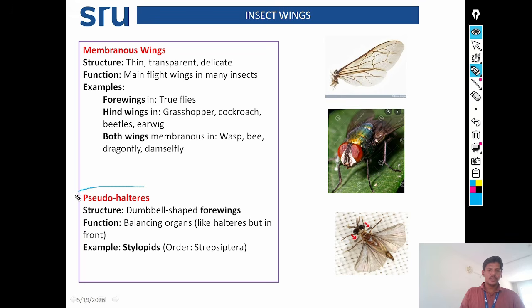Next, pseudo-halteres. These are the dumbbell-shaped forewings. Halteres are actually hind wings, but pseudo-halteres are forewings, that is dumbbell-shaped structures. These also act as balancing organs. Example, these are there in Stylops, that is in the Strepsiptera order of insects.